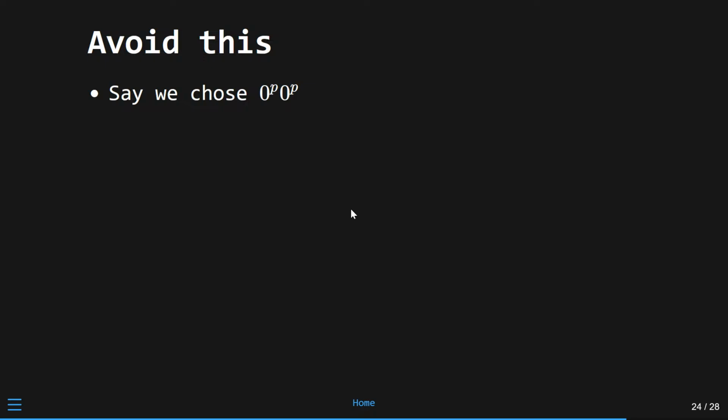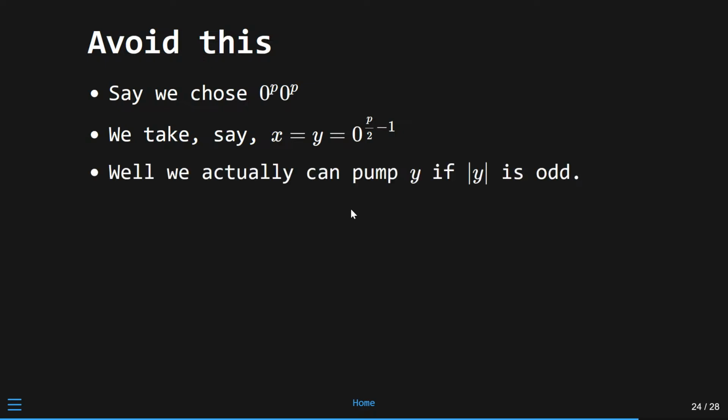We just take 0 to the 2p, no problem. You just take a string of certain length. This one is of odd length. Wait, what's the problem here? Oh, we can't actually pump on this. Why can't we pump on this?